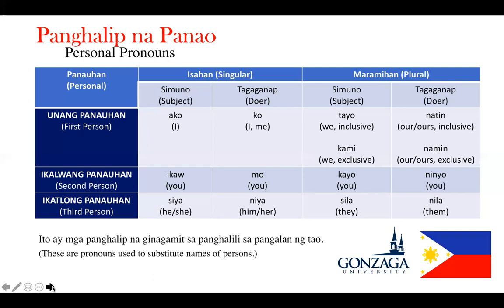Okay, from the word isa, one. Plural, maramihan, from the root word marami or madami, meaning many. Okay, that's why it's called plural. So let's take a look at the different pronouns that we have.